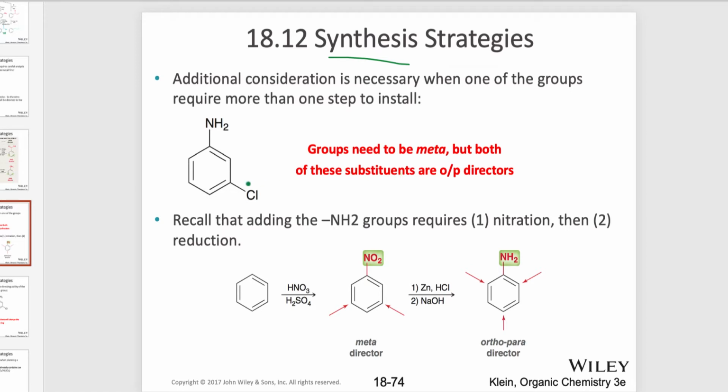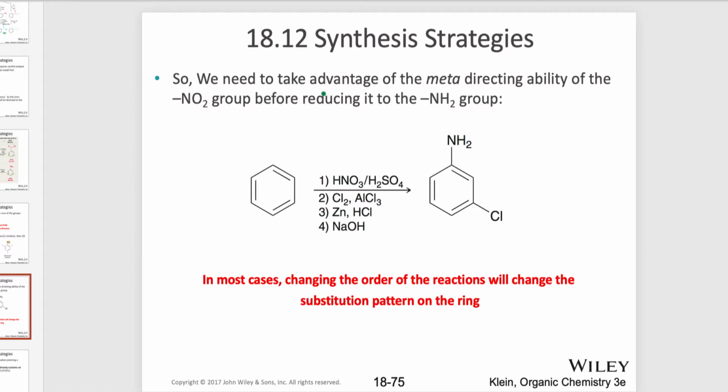We use a little detour. So remember that the amino group requires nitration, then reduction. We could actually introduce the nitro group here and then reduce it, and we're changing now the electronic nature of the ring, and therefore we can control the position of the next substituent. Okay. So we take advantage of the meta-directing ability of the nitro group before reducing it to the amino group. And so here's your synthetic sequence. You do a nitration first, then a halogenation, and then the nitro group would be in a two-step procedure reduced to the amino group, the aniline derivative in this molecule.